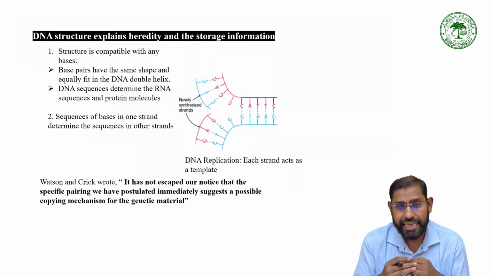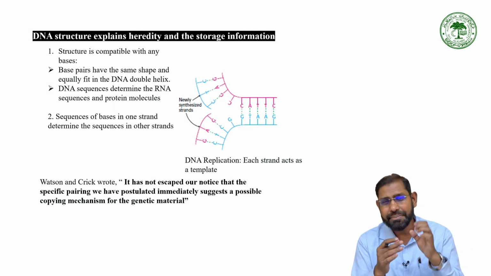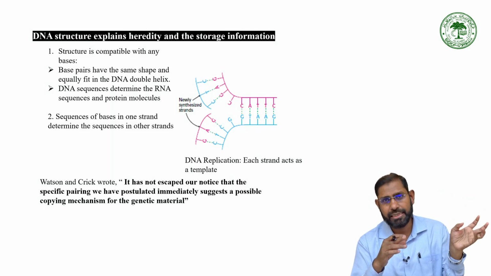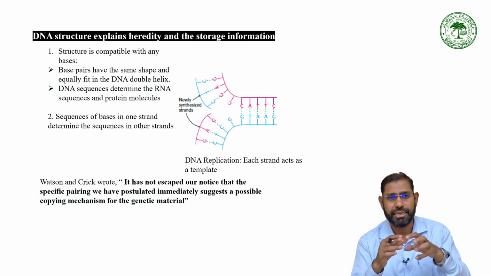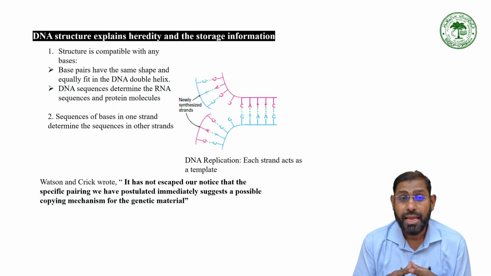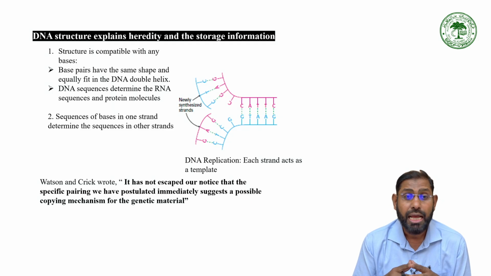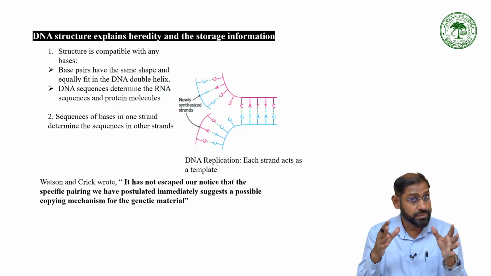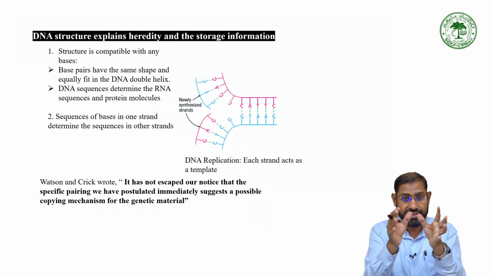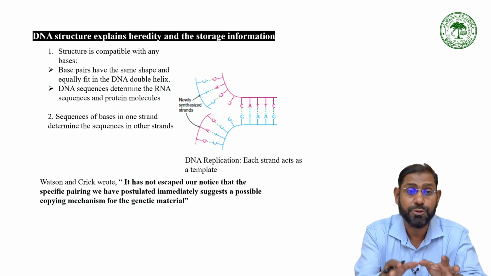DNA structure explains heredity and the storage of information. What is heredity? Heredity means the transfer of genetic information from parents to the offspring. This transfer is called hereditary information, and it is stored in the DNA. And that's why the bases are very compatible for the storage of information, and they have the same shape, and this is very important. When A pairs with T and G pairs with C, they have the same shape, and that's why they equally fit in the double helix.